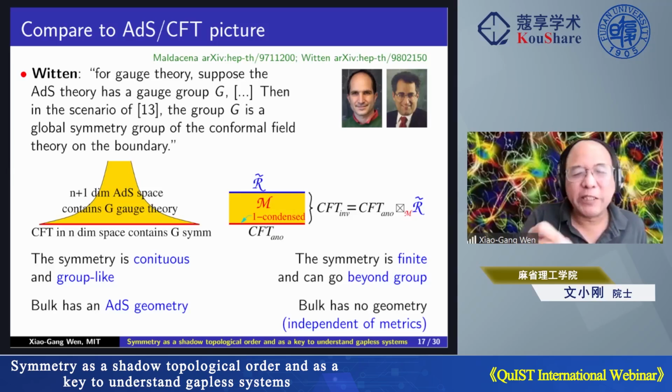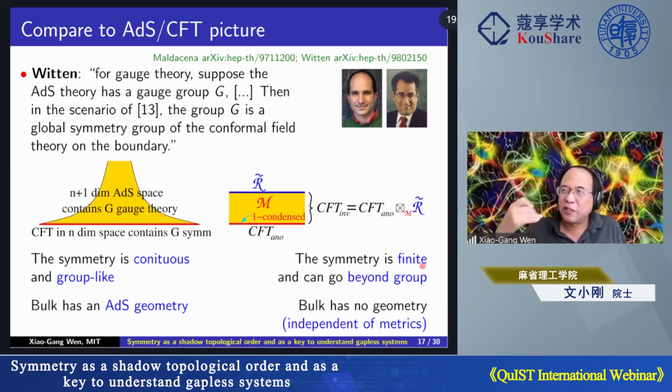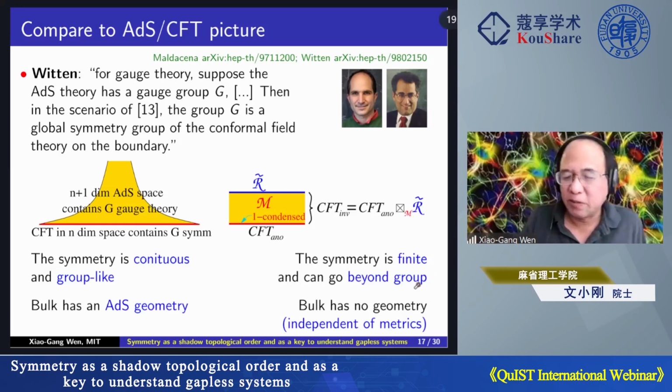However, the picture we describe here has some difference from AdS/CFT. In the AdS/CFT picture, it is mainly for continuous groups. The symmetry is always continuous, and group-like, maybe we can say higher group-like. But the example we described happens to be the opposite. Our symmetry is finite. Actually, for continuous symmetry, we have difficulty with this holography, because the bulk won't have a gap, and it can go beyond the group. It certainly includes the group, but it can go beyond the group. So that is a kind of generalization of the AdS/CFT picture.